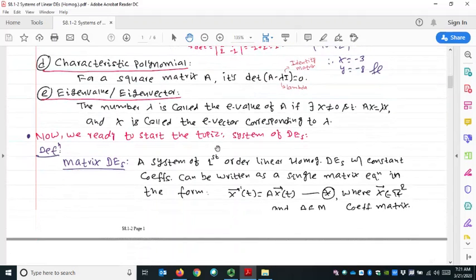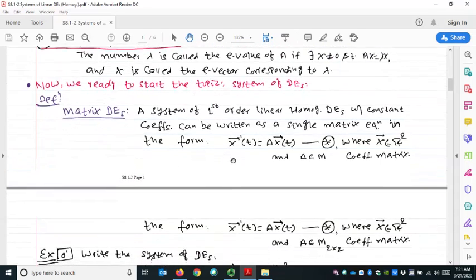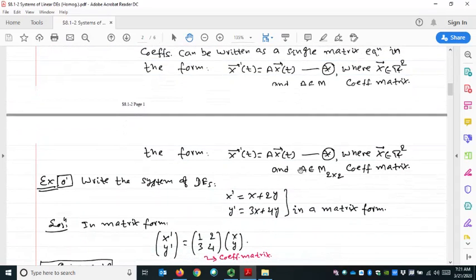Now we are ready to start the topic system of differential equations. Matrix differential equations. A system of first order linear homogeneous differential equations with constant coefficients can be written as a single matrix equation in the form vector x prime of t equals A times vector x of t, where x is in R2 and A is a 2 by 2 coefficient matrix.